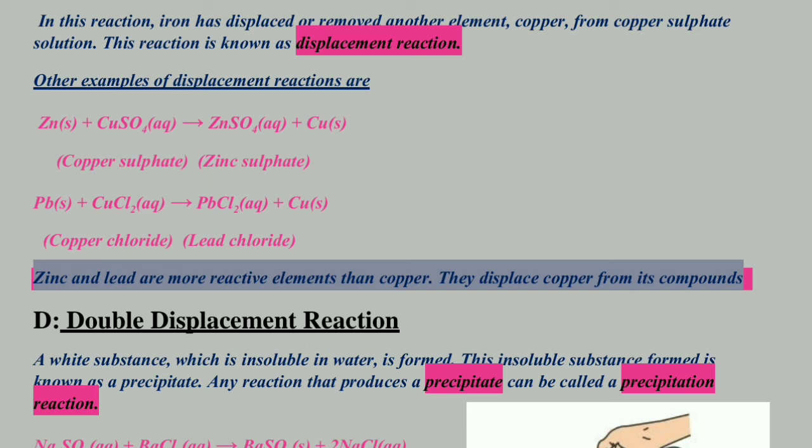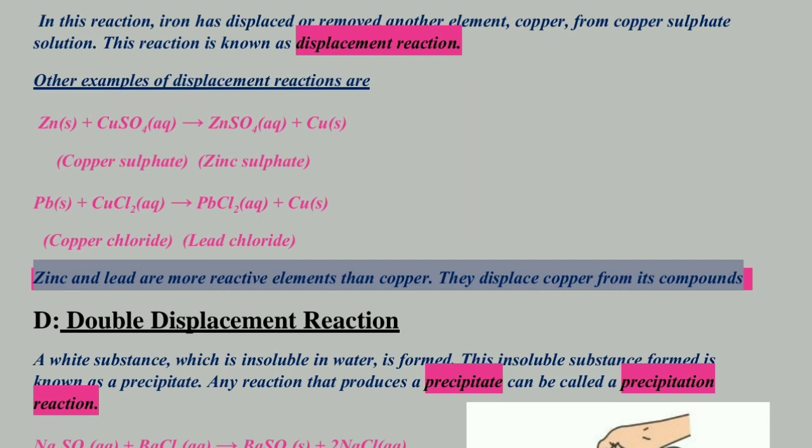So iron and lead are more reactive elements than copper, so they can displace copper from its compound.